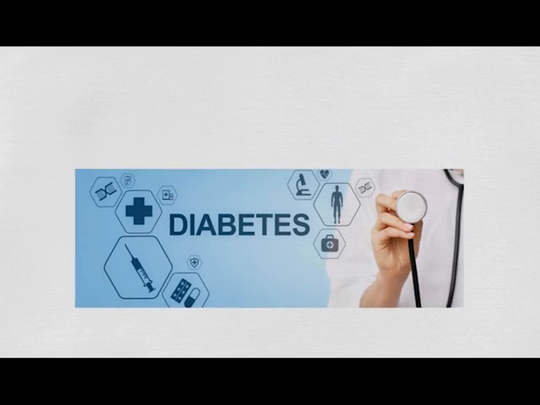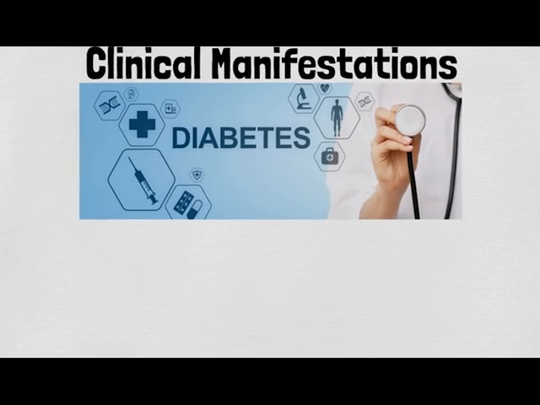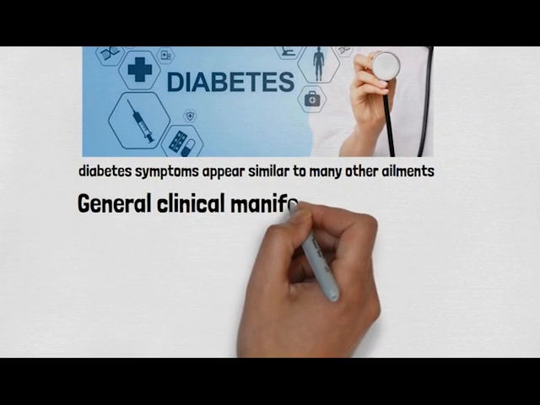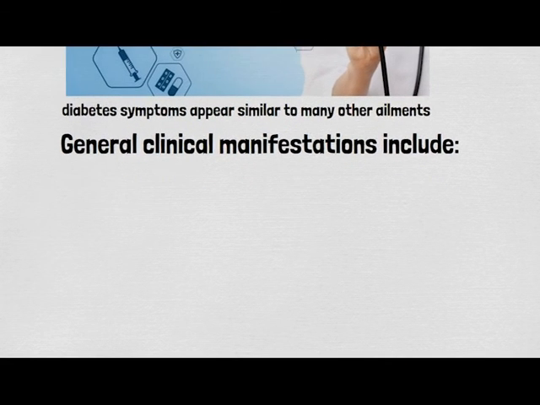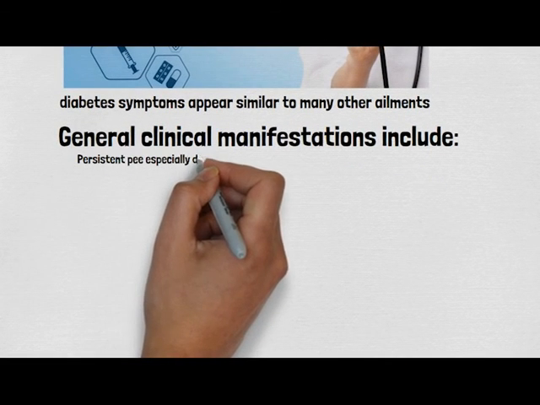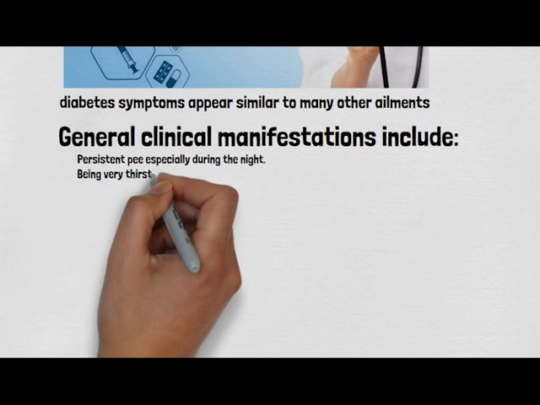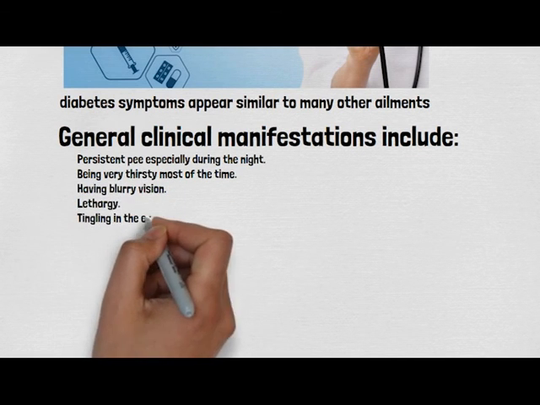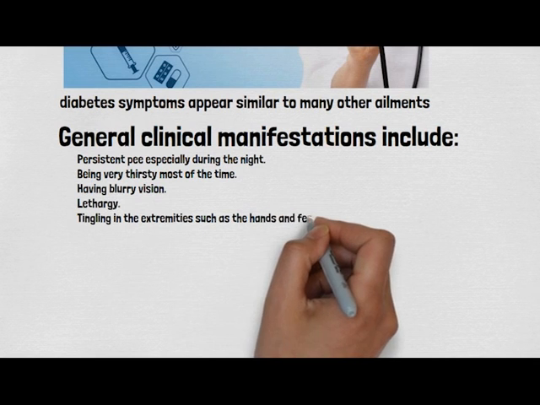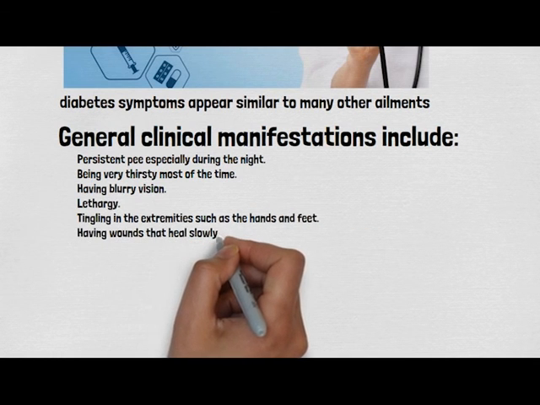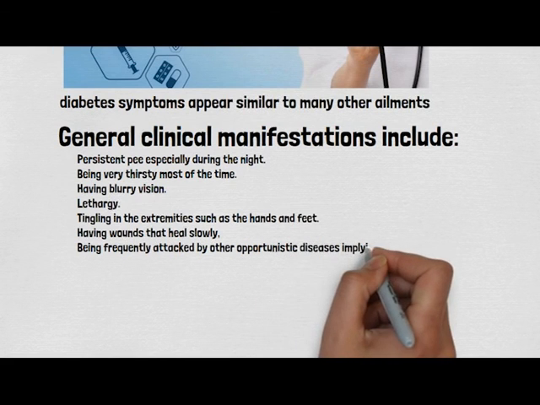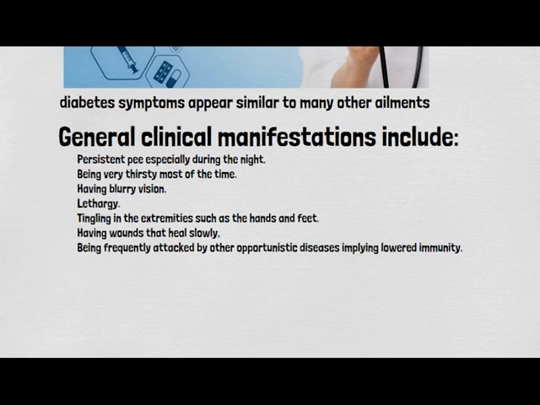Clinical manifestations. Since diabetes symptoms appear similar to many other ailments, specific diagnostic patterns are required for effective treatment. The general clinical manifestations include, but are not limited to, persistent urination, especially during the night, requiring one to pee more often, being very thirsty most of the time, having blurry vision, lethargy, tingling in the extremities such as the hands and feet, having wounds that heal slowly, and being frequently attacked by other opportunistic diseases, thereby implying lowered immunity.